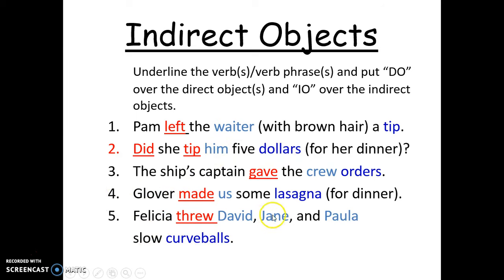Felicia threw David, Jane, and Paula slow curveballs. There are no prepositional phrases. Threw is your action verb. What did she throw? Curveballs. There's your direct object. David, Jane, and Paula then is your compound indirect object. Hope you did well. It's not that hard. Just remember, indirect object, always between the direct object and the action verb. If there is no direct object, there is no indirect object, I promise.